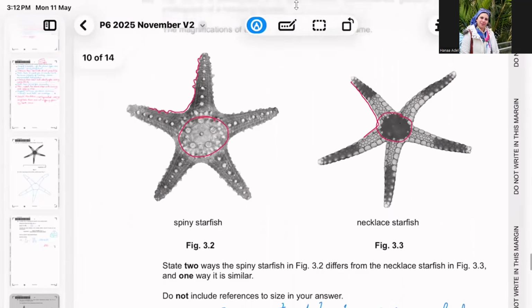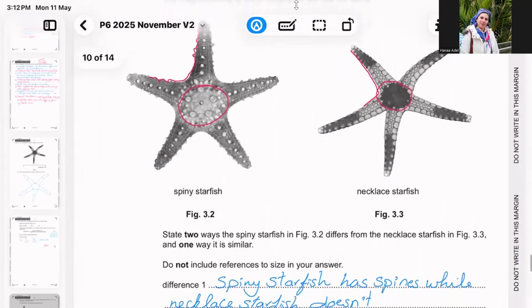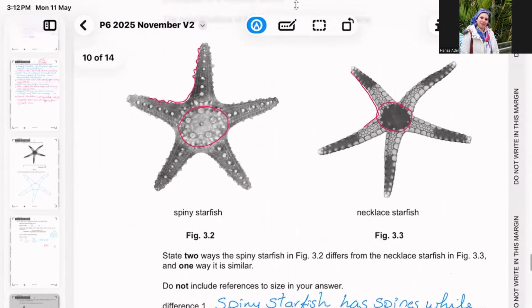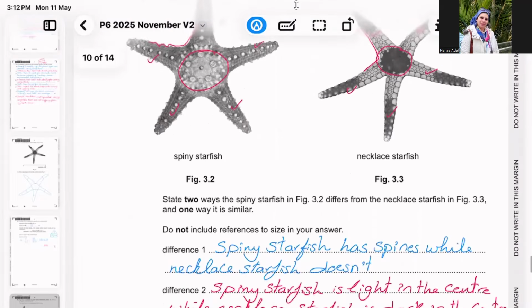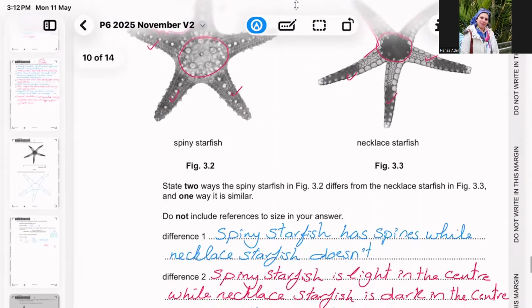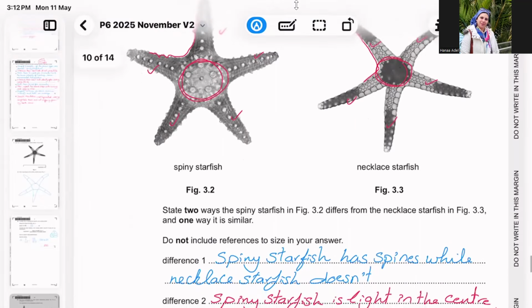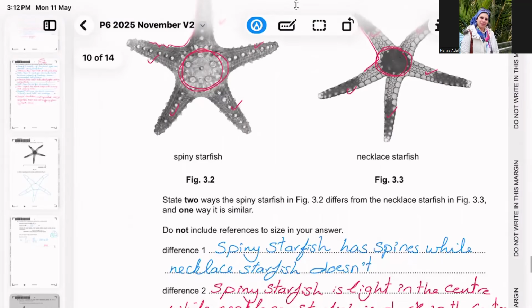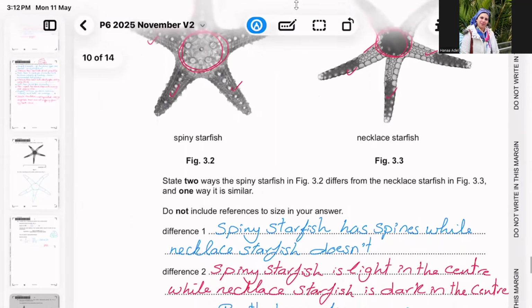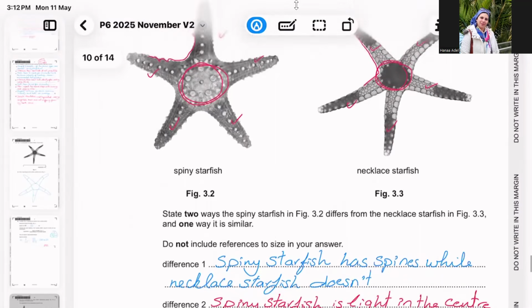Okay, now the similarities between them. Both have 5 arms: 1, 2, 3, 4, 5. So both have 5 arms. And they have a circle in the middle. Whether this is light or dark, it is the circle in the middle. The point of difference is dark and light, and the similarity is that both have this circle, which is called the central disk. And they have radial symmetry.